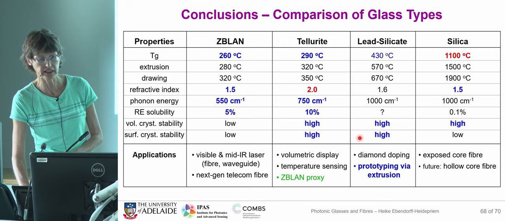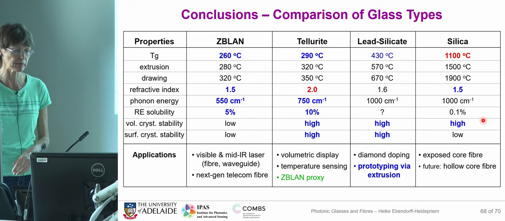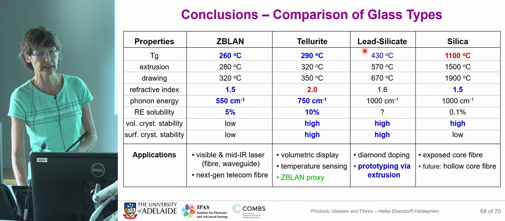So for example, the first exposed core fiber, we made it first via lead silicate and via extrusion, and then we translated it to using the milling technique and using silica.